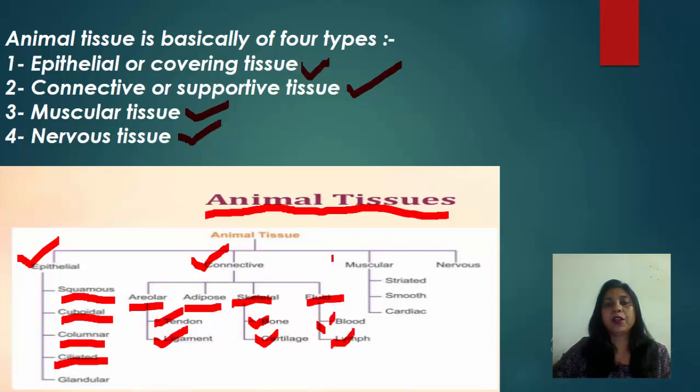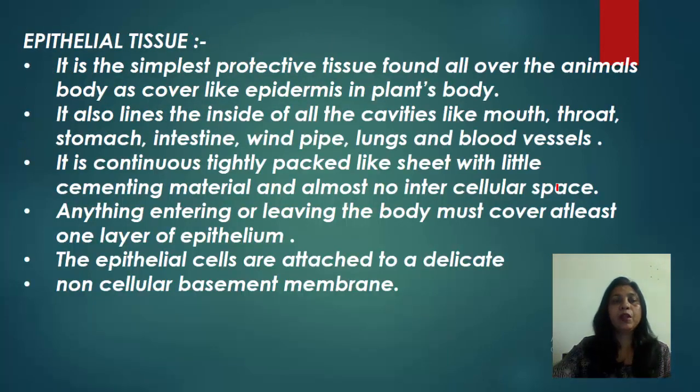The next type of tissue is muscular tissue, which is divided into striated muscular tissue, unstriated or smooth muscular tissue and cardiac muscle tissue, and the last one is the nervous tissue. So in this session we are going to study in detail about the animal tissues. Now first one is the epithelial tissue.